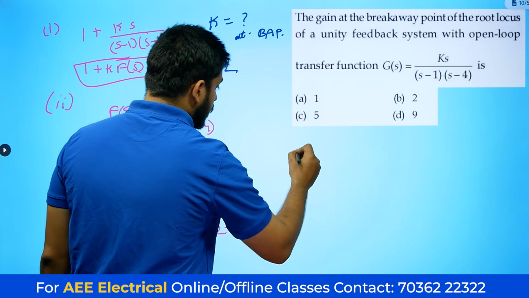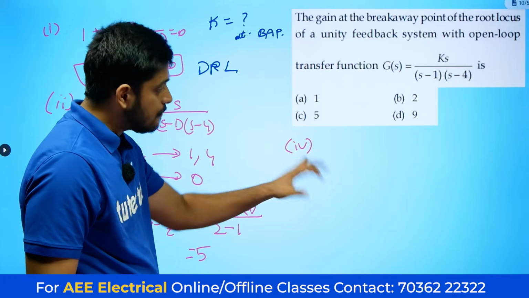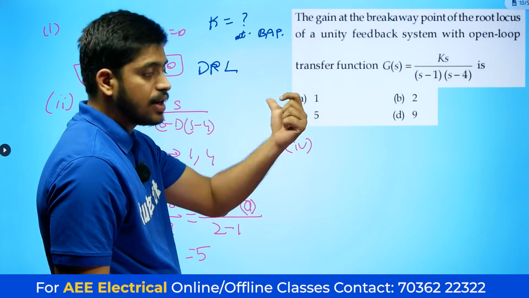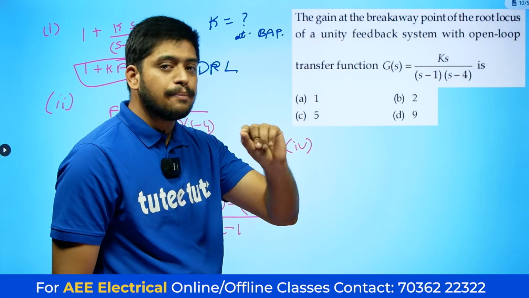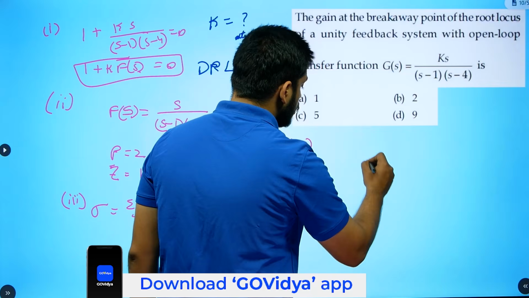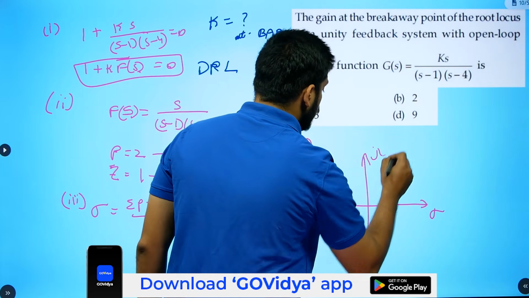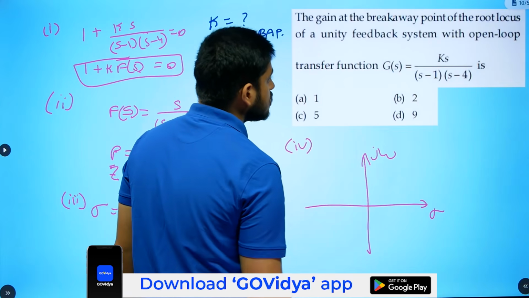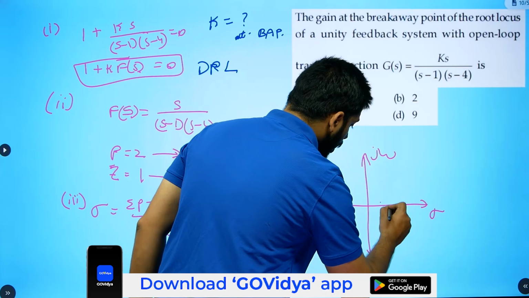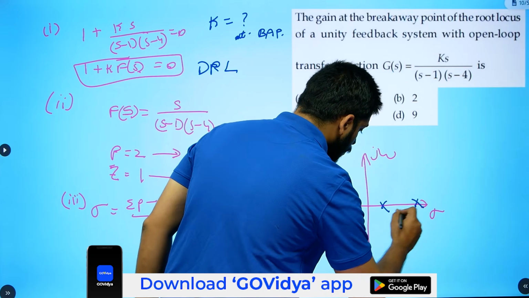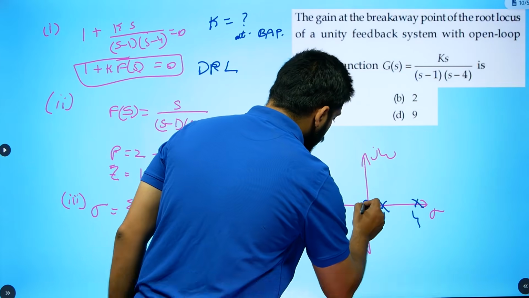Let us draw the pole-zero diagram first. Then we will assume where the break point is lying. Before getting the break point, we need to see which is the valid break point. So to get the valid break point, we will do this step. From here, sigma j omega, and drawing it at this particular point, 1 and 4. So 1 is my pole and somewhere here 4 is my pole. And next, S equal to 0 is my zero. So here is my zero.